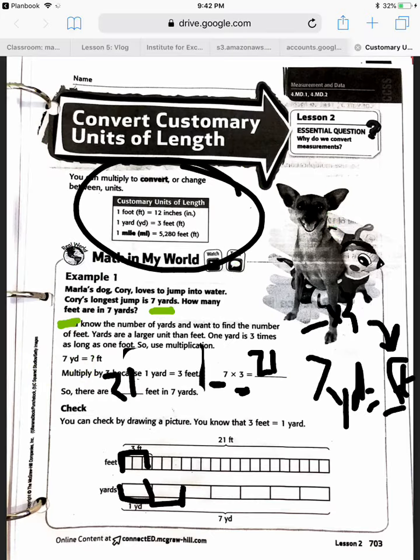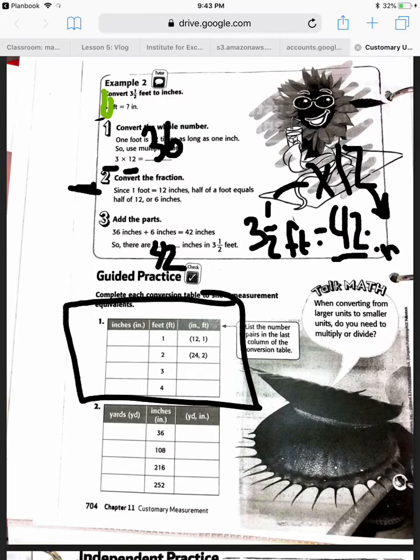So I'm going to go back, and I need to remember that the magic number between feet and inches is 12. So if I have my 1 foot, I must have 12 inches. And then it wants me to put it here in parentheses that we have 12 to 1. If we have 2 feet, we need to take 2 and multiply it by 12, which would give us 24. So it wants us to write that as 24 to 2.